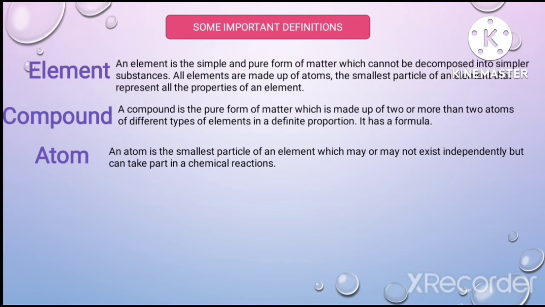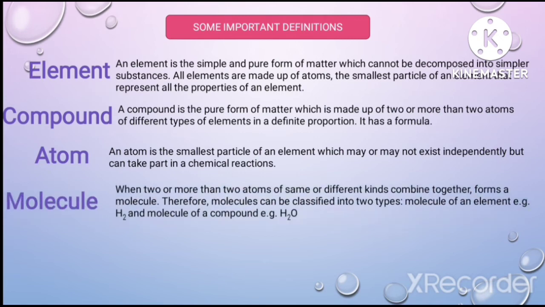Atom. An atom is the smallest particle of an element which may or may not exist independently but can take part in a chemical reaction. Molecule. When two or more than two atoms of same or different kinds combine together, it forms a molecule. Therefore, molecules can be classified into two types: molecule of an element, for example, hydrogen molecule, and the molecule of a compound, for example, water molecule.